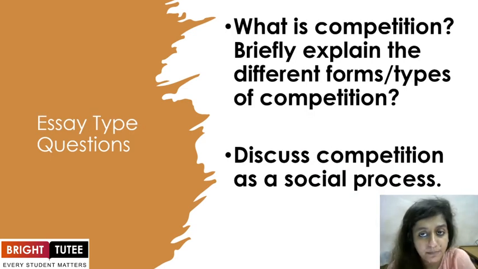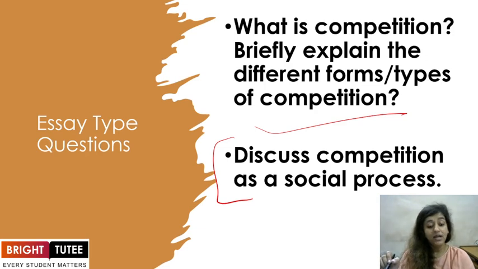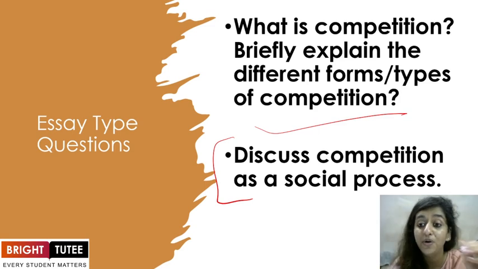Moving on to: what is competition, briefly explain the forms and types of competition. We have just discussed all of these in the slide before. Discuss competition as a social process. Now this is very, very interesting, and this has to be understood. Discussing competition as a social process, obviously a dissociative process, you are taking the whole process in the form of coming to a consensus, coming to a result, even if it is a positive or a negative aspect of the competition. That is what it aims to do in the social process.